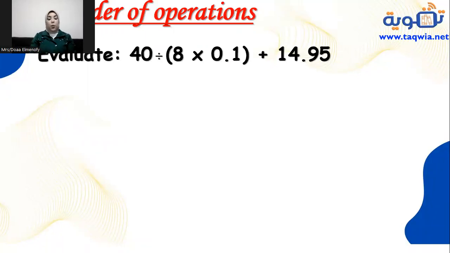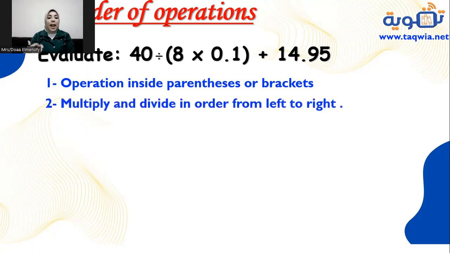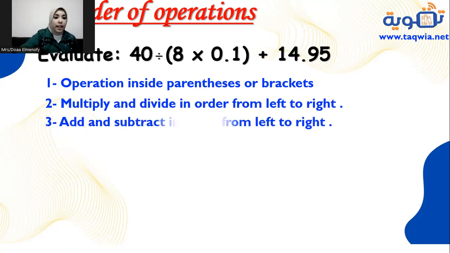So actually, we have rules for the order of operations. First, you have to do the operation inside the parentheses or the brackets, if you have them. Then you have to multiply and divide in order from left to right. And finally, you add and subtract in order from left to right. So first, you check what we have. We have parentheses or brackets, yes. So we have to do it first.